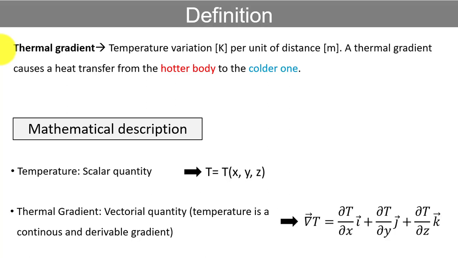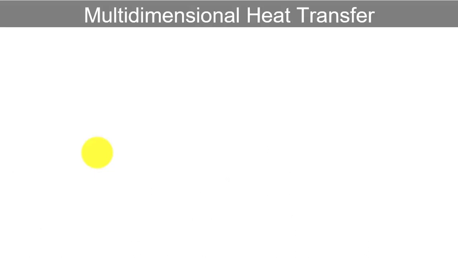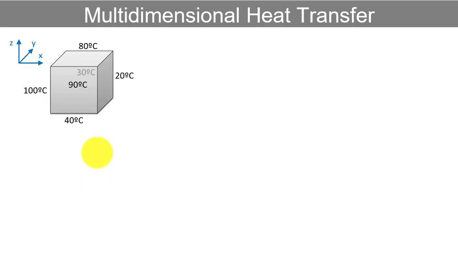And we can define this thermal gradient as the differential of T with respect to X in the X-axis, plus the differential of T with respect to Y in the J-axis, plus the differential of T with respect to Z in the K-axis. So we have to consider that in general, the heat transfer is multidimensional. Heat transfer is taking place in 3 dimensions. And this is the typical representation of that.